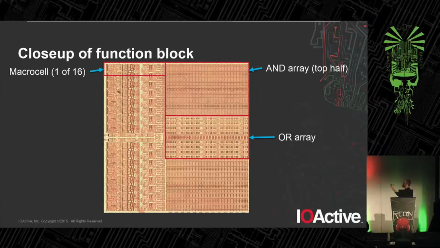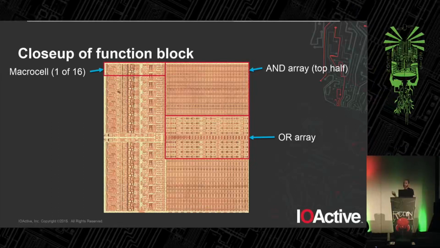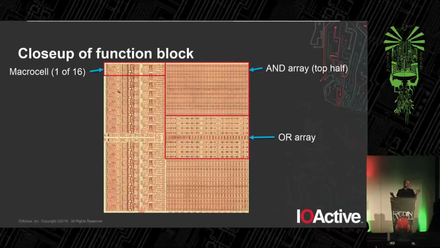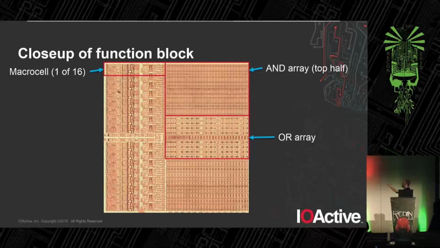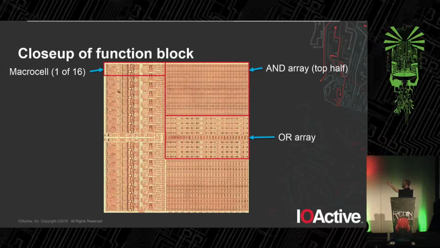So there is 16-wide symmetry here, 16 identical copies of this. Just by looking at this, we can be pretty sure we're looking at the macro cells. Then we see some structures up here and here. This looks symmetric, this looks symmetric, this looks symmetric but different.